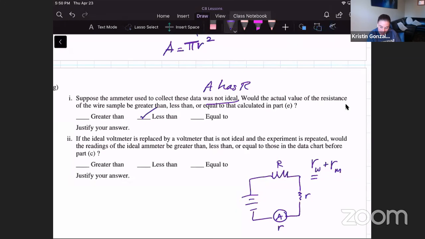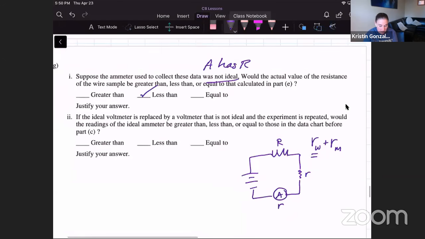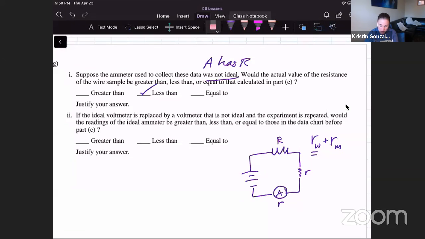Okay, and now what if instead our voltmeter is replaced by a voltmeter that is not ideal, and the experiment is repeated? So I'm going back now: my ammeter is ideal again, but my voltmeter is not ideal. Would the current reading through my ammeter be greater than, less than, or equal to what we had before when this was ideal? Would changing out that meter for a non-ideal meter increase my current, decrease my current, or keep it the same? Again, think about that for a second. What would that change and what would that mean?